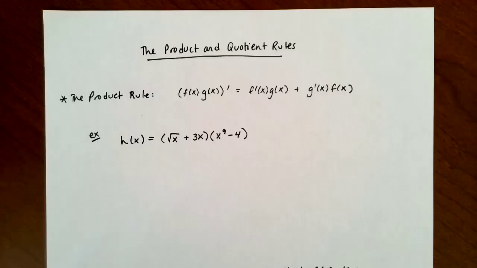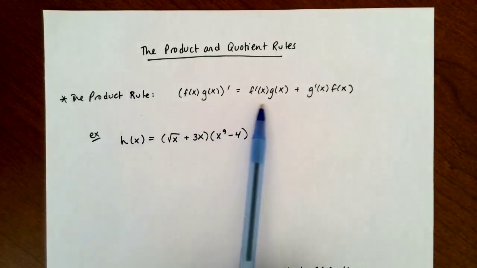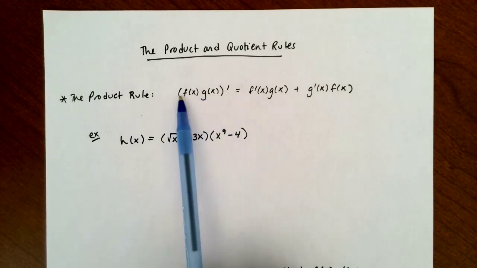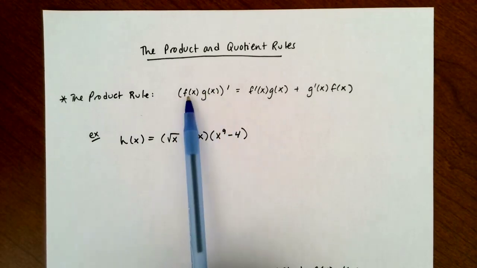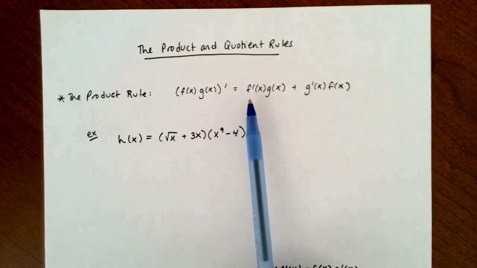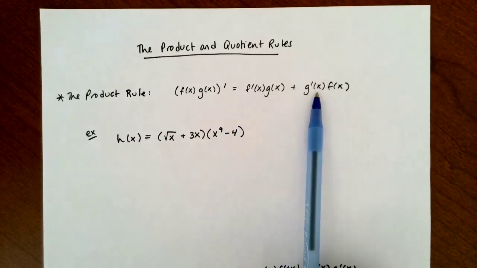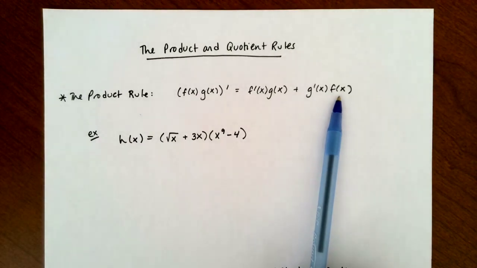Let's talk about the product rule and the quotient rule. We'll start off with the product rule, which is written out here. It tells us that the derivative of the product of two functions, meaning they're multiplied together, will be the derivative of the first times the plain second plus the derivative of the second times the plain first.